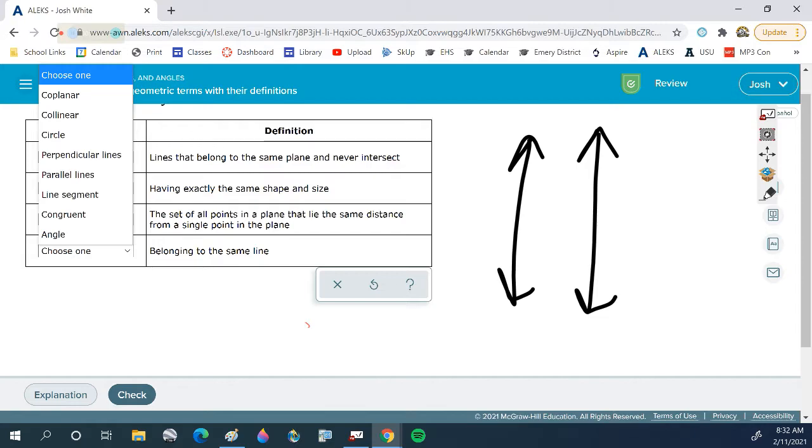Okay. What is a line segment? What's the difference between a line and a line segment? Right. Line segments have a start and an end. Lines go forever in both directions. What if we have one that starts and then goes forever in one direction? It's called a ray. Okay?